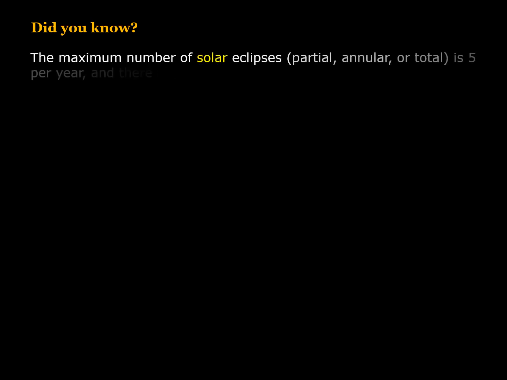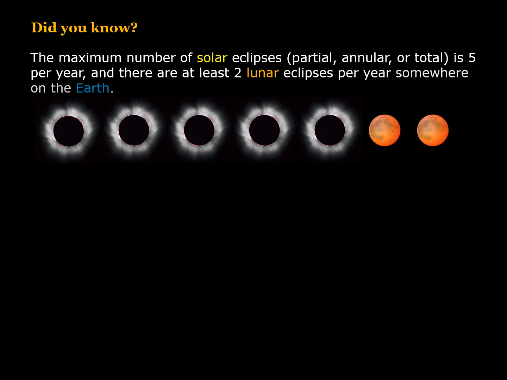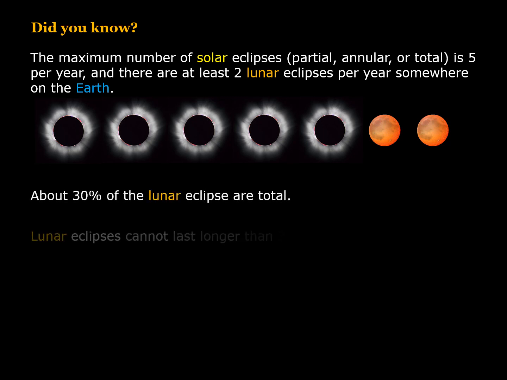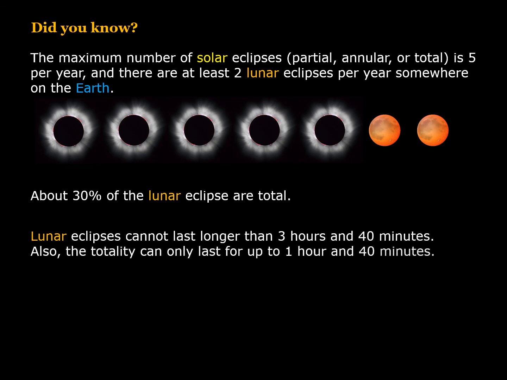Did you know? The maximum number of solar eclipses, partial, annular, or total, is 5 per year, and there are at least 2 lunar eclipses per year somewhere on the Earth. About 30% of the lunar eclipses are total. Lunar eclipses cannot last longer than 3 hours and 40 minutes. Also, the totality can only last for up to 1 hour and 40 minutes.